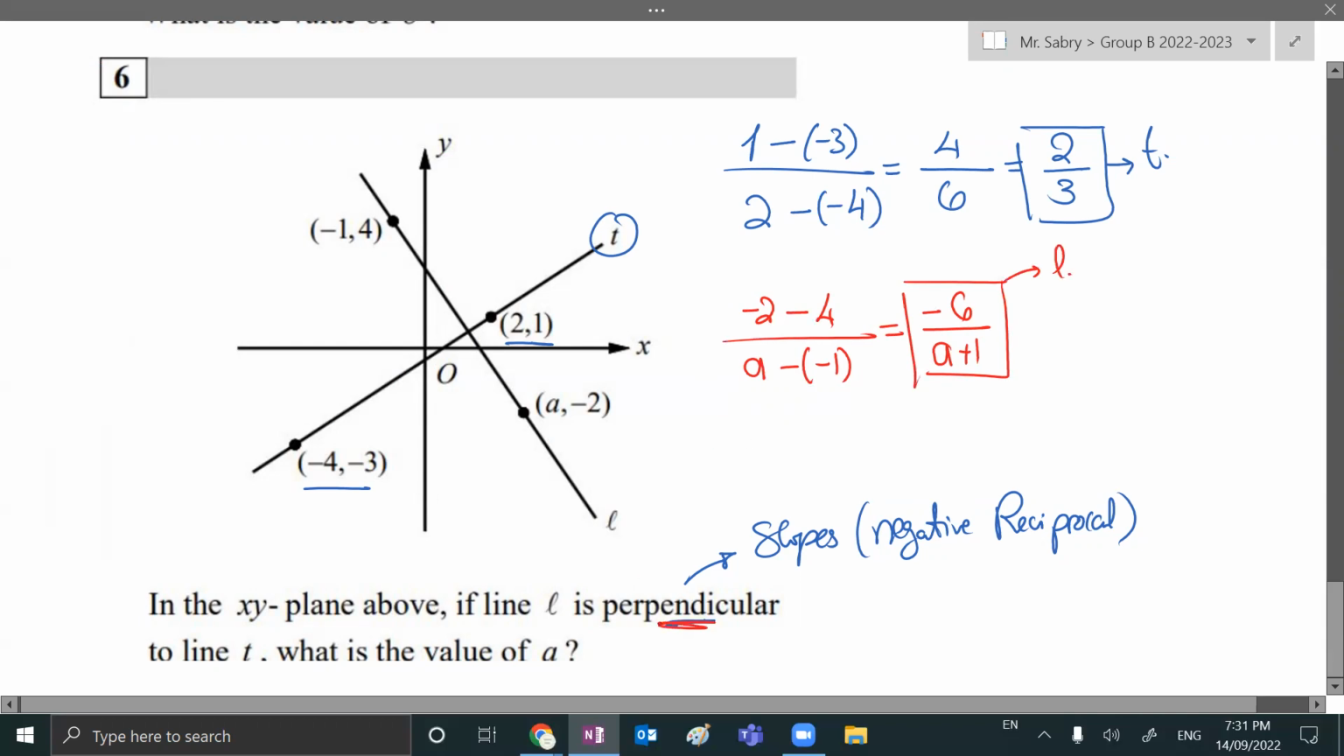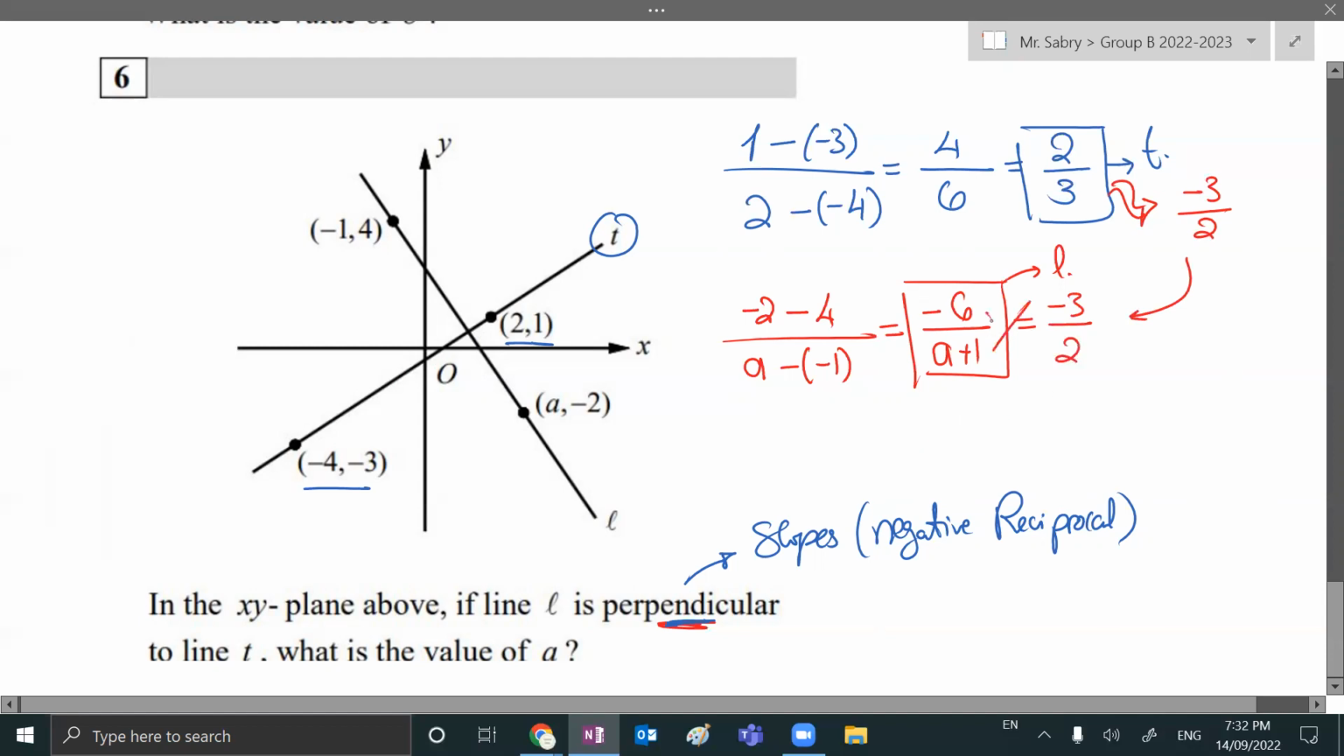Now, because they're perpendicular, they're not actually equal. I'm supposed to flip one of them. So that's what I'm going to do. I'll take T and I'll flip and switch the sign. It will become negative 3 over 2. And I'll say these are now supposed to be equal to each other.